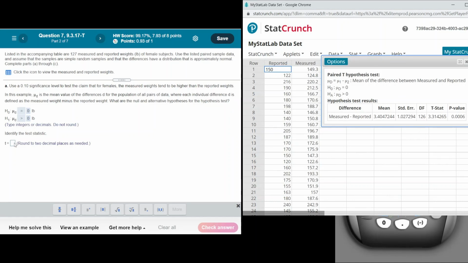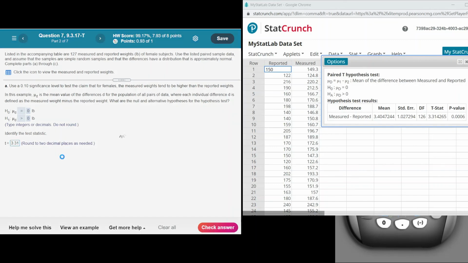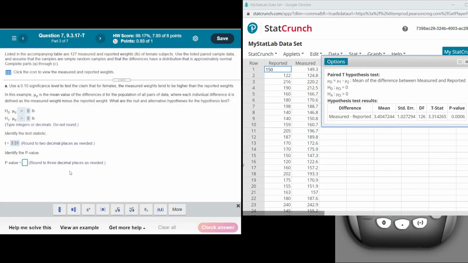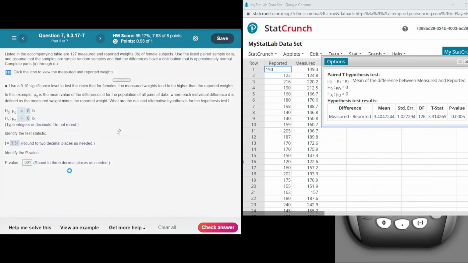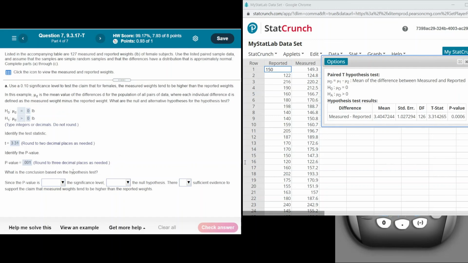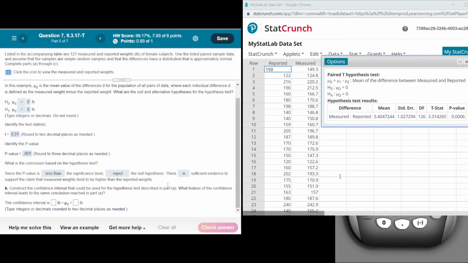There goes our statistics, hopefully. So we have 3.31. And we have the p-value, 0.001 to 3 decimals. This is how this class is laid out. Now that I know what the right answer is, you can go back and get your points. If they throw it in an exam, you'll be ready for that. Since the p-value is less than the significance level, we're gonna reject.